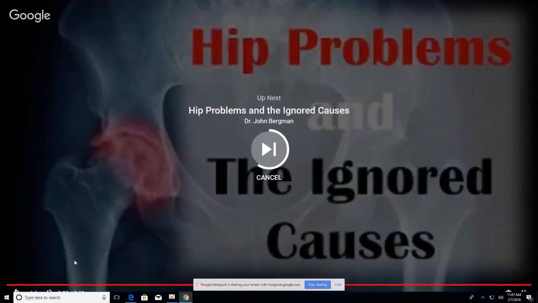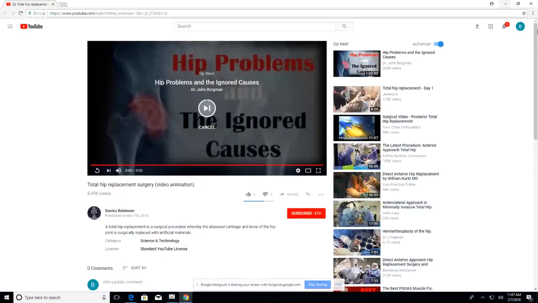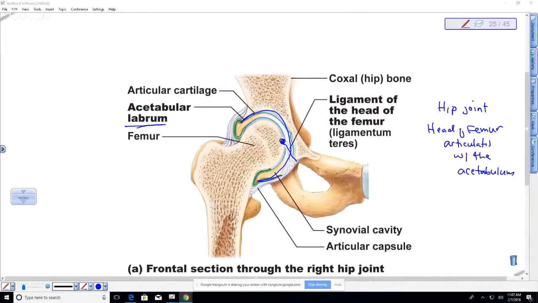Okay. Any questions about that? Total hip replacement. It's pretty amazing what we can do. Imagine before we had that and how painful life would have been before we had the ability to fix joints.